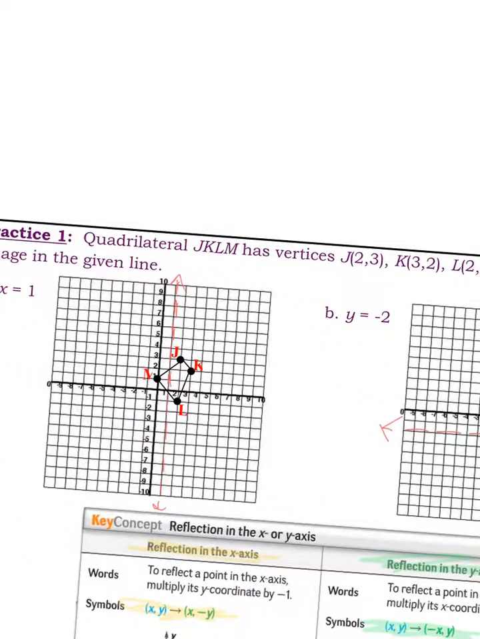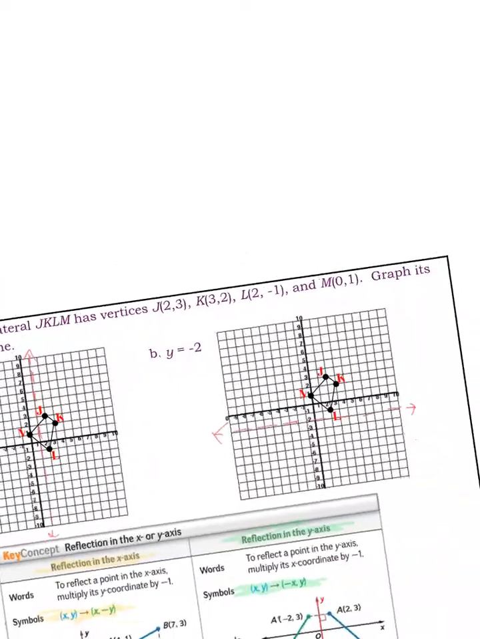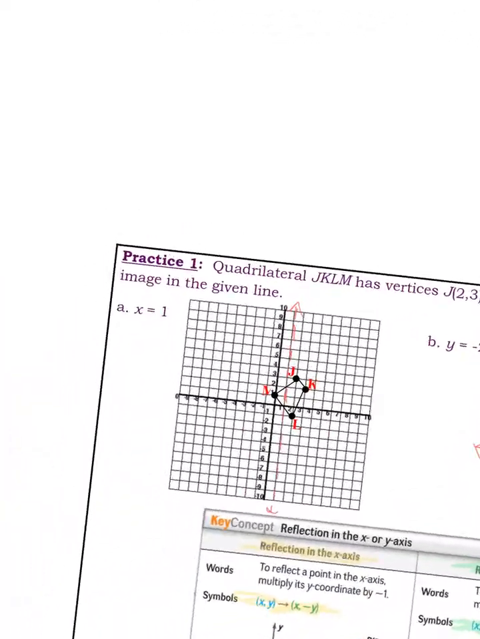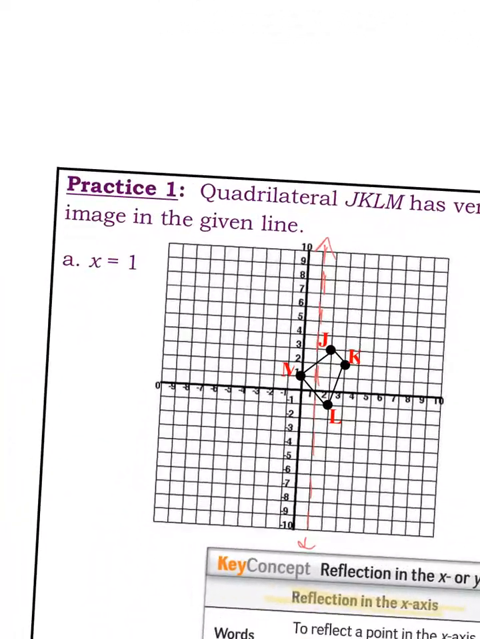And so to save time, I also have some stuff pre-set up, so you may notice that as I scroll through. Here I'm going to graph the reflection across the line x equals 1. So what I did was I went to 1 on the x-axis and I drew a dotted line.